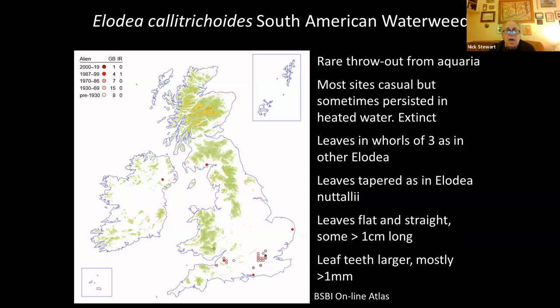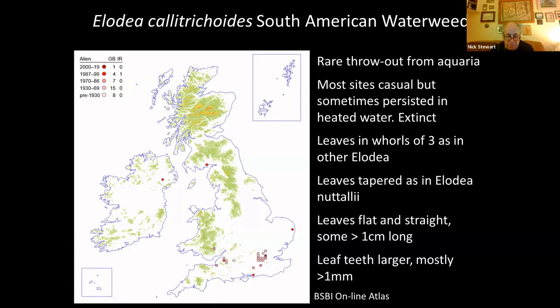There is another species of Elodea which has been established in a few places. It's Elodea callitrichoides. It's rather a rare throwout, and it doesn't seem to persist in most places. Unfortunately I don't have pictures of it, but as in the other species of Elodea, it has the leaves in whorls of three, and the leaves are quite tapered, as in Elodea nuttallii. But instead of being curly and undulating, the leaves are flat and straight, and they're longer.